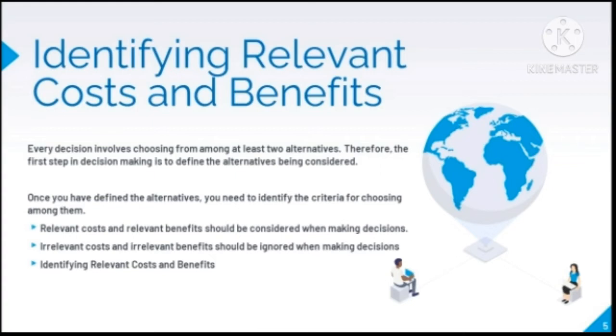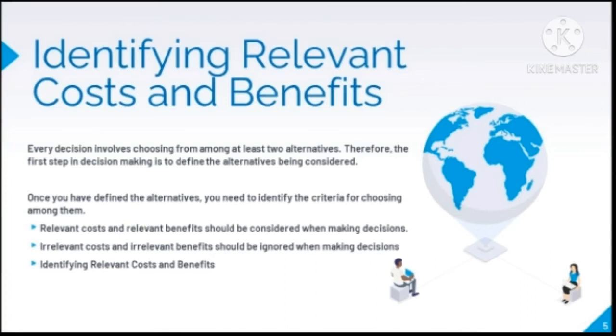Lastly, identifying relevant costs and benefits. Only those costs and benefits that differ in total between alternatives are relevant in a decision. If the total amount of a cost will be the same regardless of the alternative selected, then the decision has no effect on the cost, so the cost can be ignored.